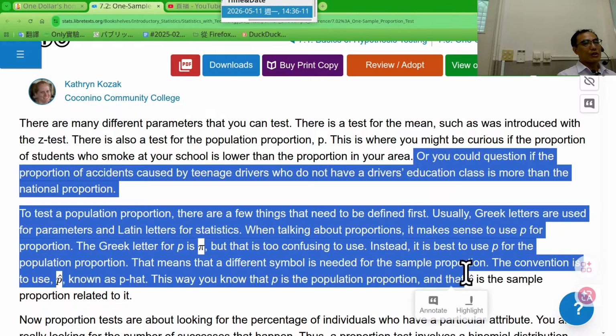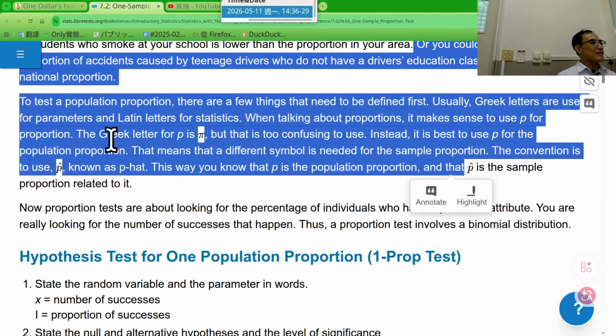Or you could question if the proportion of accidents caused by teenage drivers who do not have a driver's education class is more than the national proportion. Okay. Then to test a population proportion, there are a few things that need to be identified first.